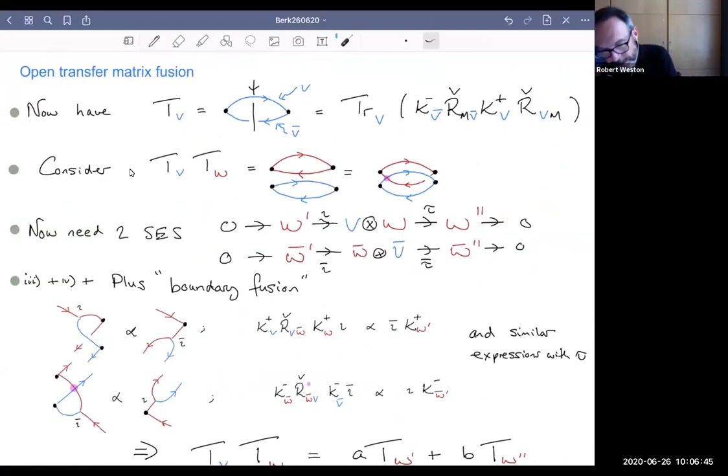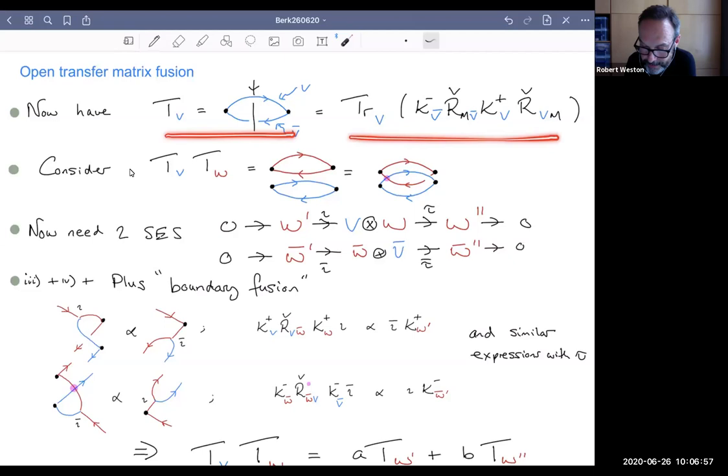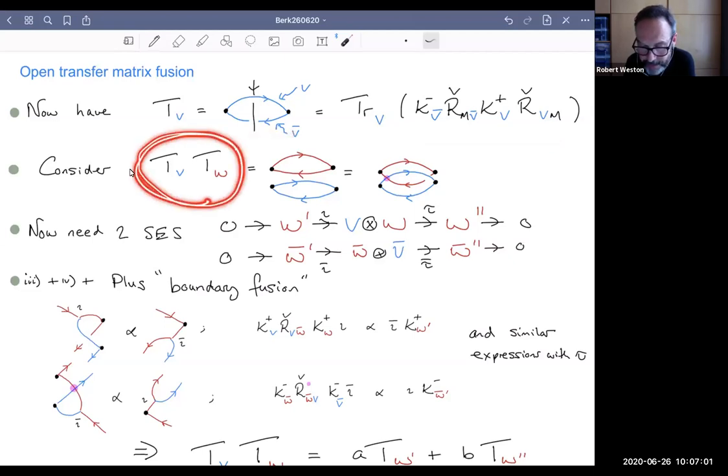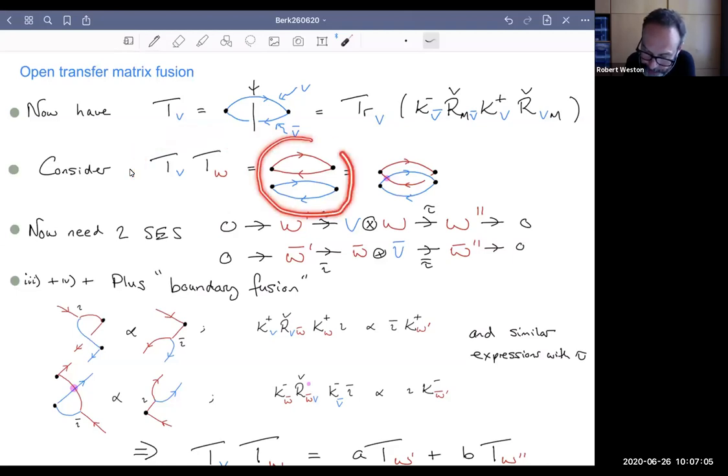And the picture for the fusion of the open transfer matrix is not so different. So remember, the open transfer matrix is this trace, which I can write like this. So then I want to fuse two of these objects together. I can write these two objects as this composition, and I want to use fusion of red lines and blue lines. So I need to move them next to each other. The first thing is to move this blue line up to here.